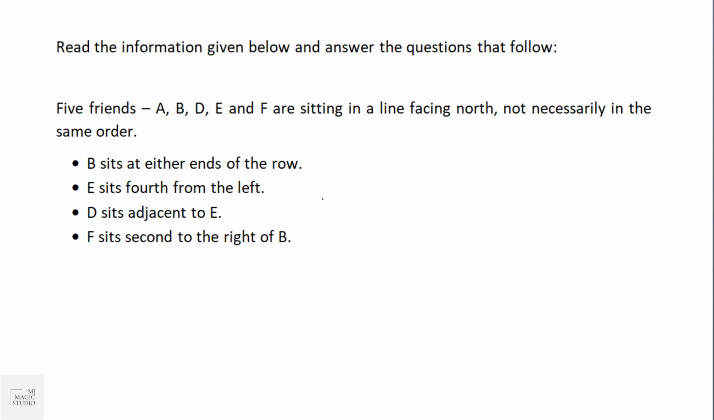Here, 5 friends A, B, D, E, and F are sitting in a line facing north. So we have positions 1, 2, 3, 4, 5, not necessarily in the same order. B sits at either end of the row. B can be here, or let us take one more, B can be at the right end also. E sits fourth from the left. Left is this: 1, 2, 3, 4. E sits fourth from the left.